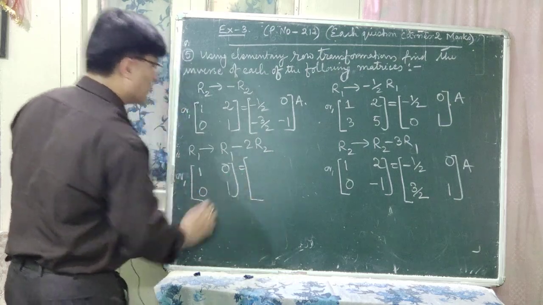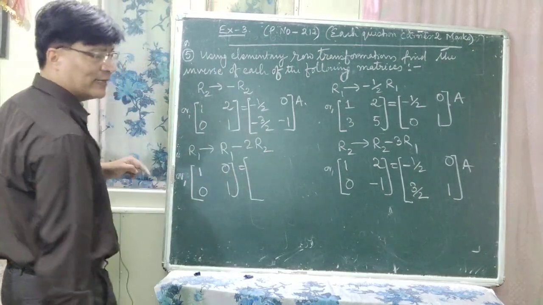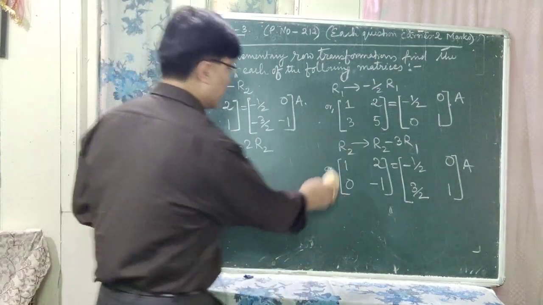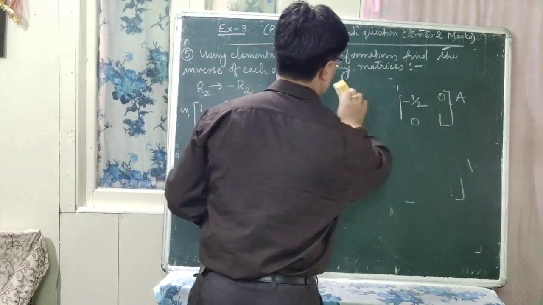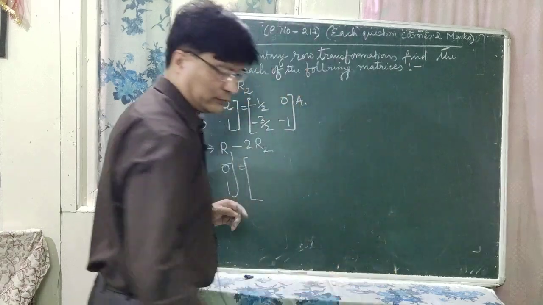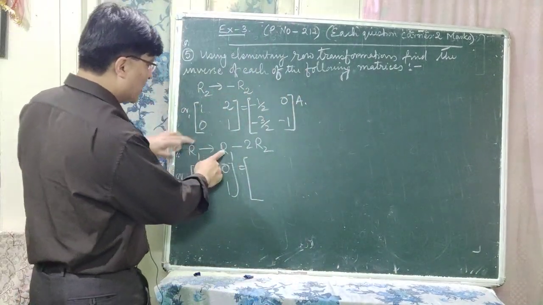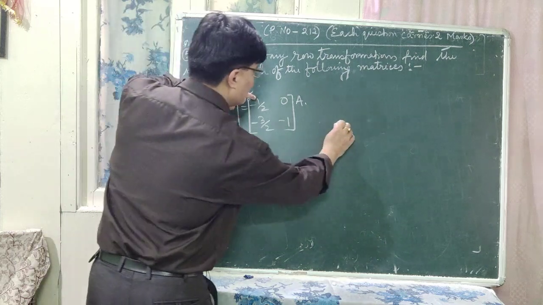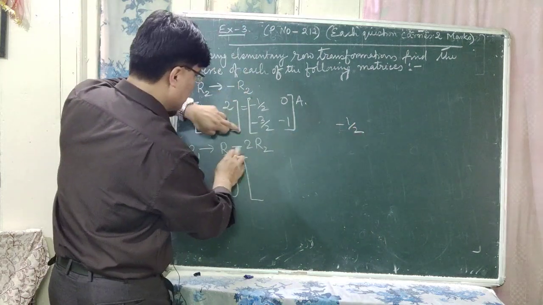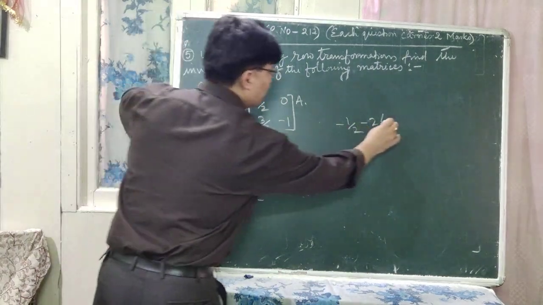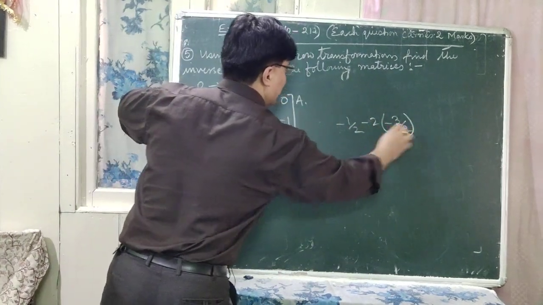Which is equal to, on the right hand side, here also row 1 is changing, right? So how does it change? You can write it in the rough work. I think you have understood. So how does it change row 1? R1 means minus half. Then minus 2 is there. Minus 2 into what is row 2? Minus 3 by 2 is there, right?